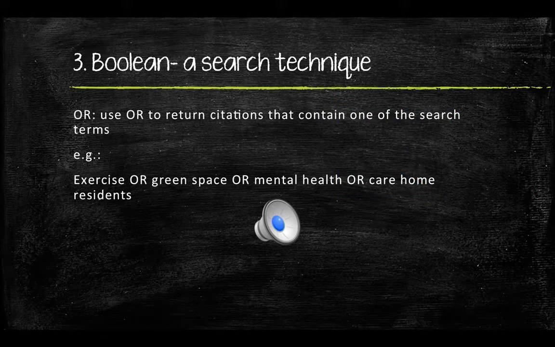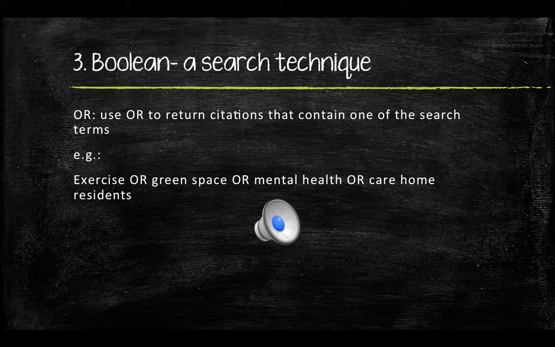So the second search term that we can use through the Boolean logic is or. And or is used to return citations that contain one of the search terms. So going back to my example, I've decided my key terms are exercise, green space, mental health and care home residents. By putting or in between each of these, it means that I won't miss out studies that haven't dealt with every aspect that I want to deal with. So they might only be about exercise and mental health. They might only be about green space and care home residents. But by using the word or, I'm not going to eliminate articles that are relevant to my study from my search.